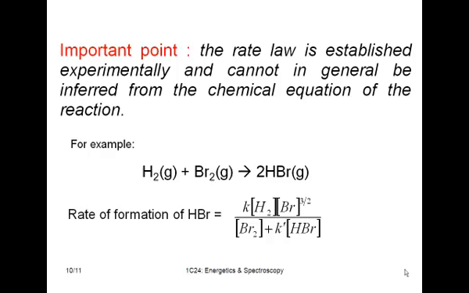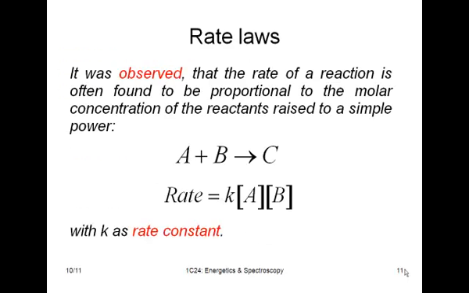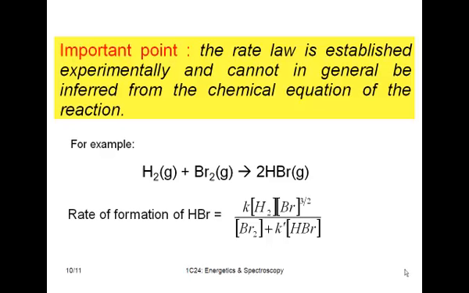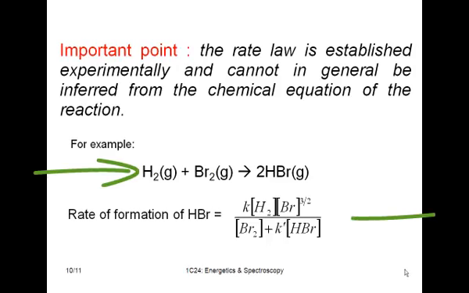This is where we have to start to be careful. I've given a general rule. The rate of a reaction is often found to be proportional to the molar concentration of reactants raised to a simple power. Now that is just a general rule, and we don't say anything about what the simple power is. We don't have any information about that. What we'll find is that it's very difficult to determine what that power is. This states that the rate law is established experimentally and cannot in general be inferred from the chemical equation of the reaction. This is just to show that the rate of formation of the product here, HBr, has a very complicated rate equation. So what you see here in no way indicates what you're going to get here.